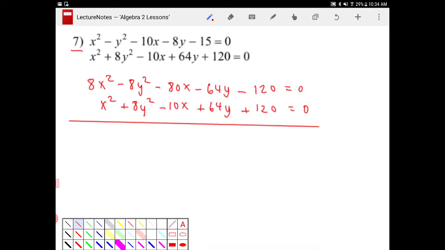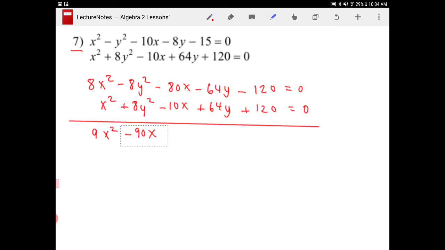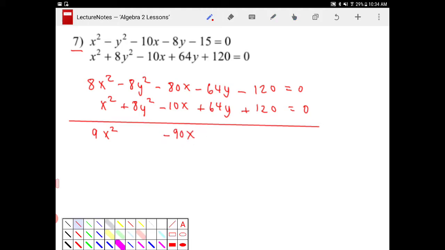If I add the two equations, what will I get? I'll get 9x squared. The y squared goes away. The x's become negative 90x. And the y's will go away, and the positive and negative 120 will go away. So all of this will equal 0. Now I'm just left with this really simple equation: 9x squared minus 90x is equal to 0.